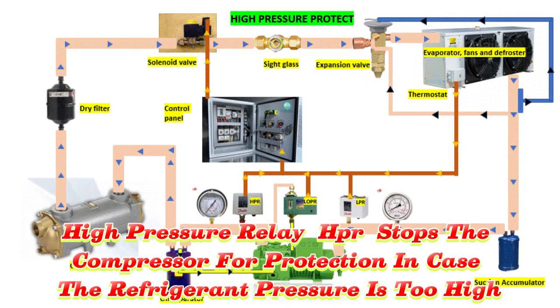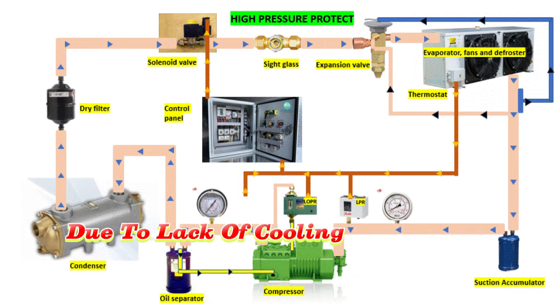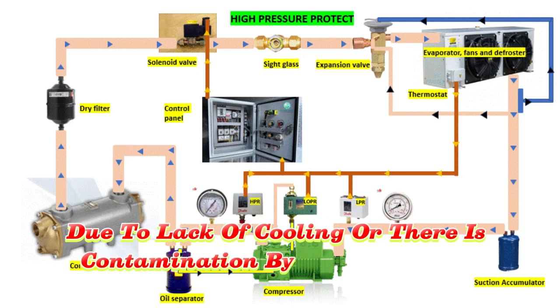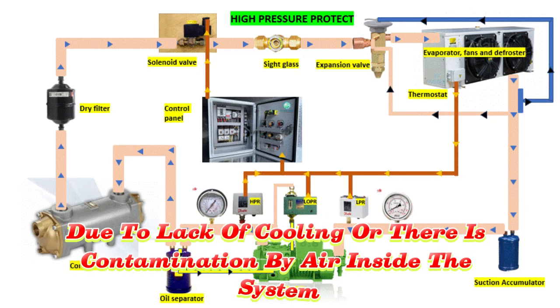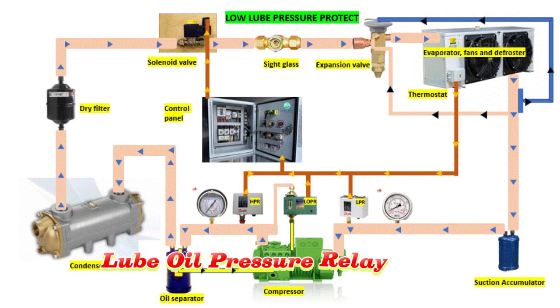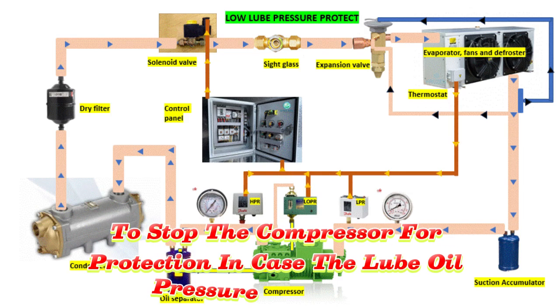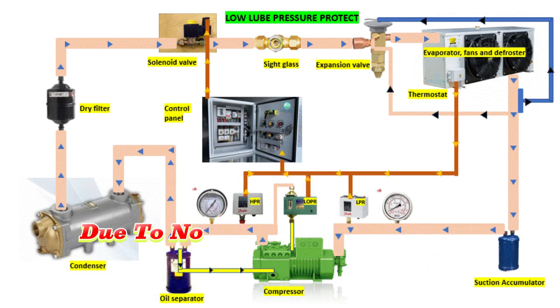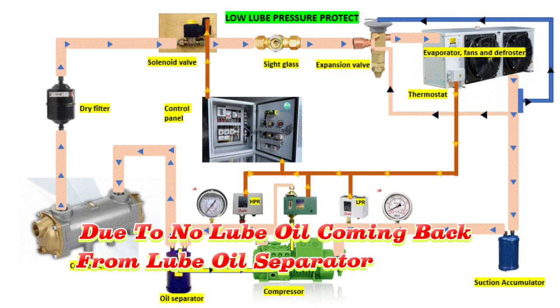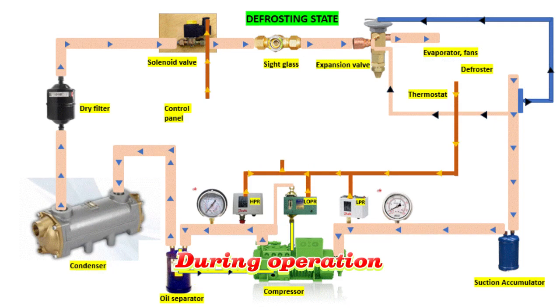The high-pressure relay HPR stops the compressor for protection in case the refrigerant pressure is too high due to lack of cooling or contamination by air inside the system. The lube oil pressure relay LOPR stops the compressor for protection in case the lube oil pressure drops due to no lube oil coming back from the oil separator, or gear pump damage.